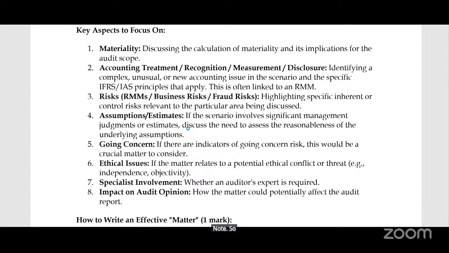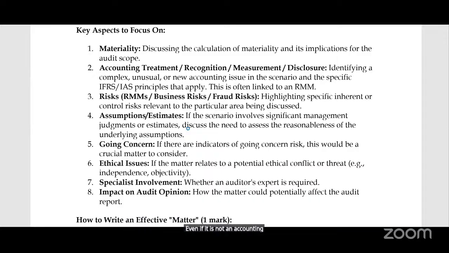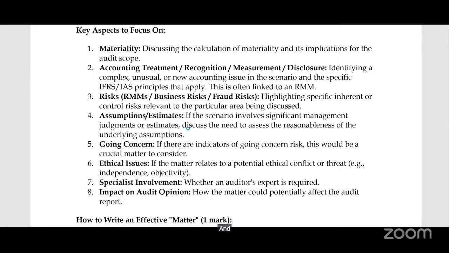Anytime you have a matters and evidence question, the first thing you have to focus on is materiality. There will always be a particular accounting issue. Even if it is not an accounting issue, it may concern going concern, which is still an accounting issue in some way. But there will be a risky item. And you know that audit is all about materiality. So if something is risky, you must first check whether it is material.